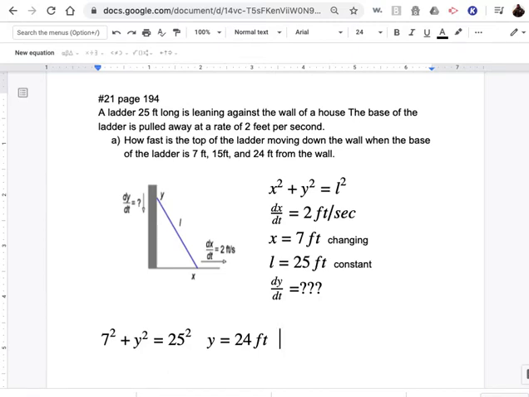Okay, we're going to jump ahead here to problem number 21 on page 194. I skipped over number 20. I will come back to that later, but I wanted to get to this ladder problem. Another classic example of a related rate problem.